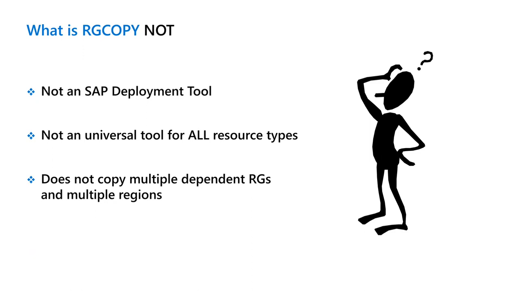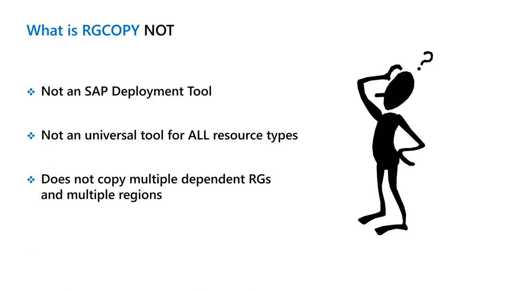RGCOPY only supports the most important resource types that are needed for SAP, as VMs, managed disks, NICs, and load balancers. It simply ignores unsupported or unknown resource types in the source resource group, for example, a storage account or an Azure Cosmos DB. You can find the list of supported Azure resources in the RGCOPY online help.